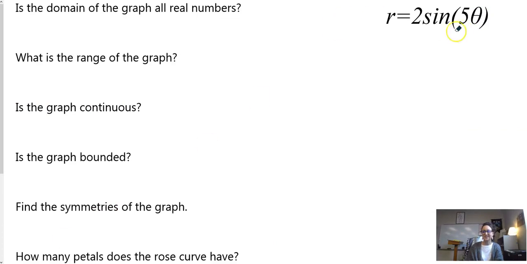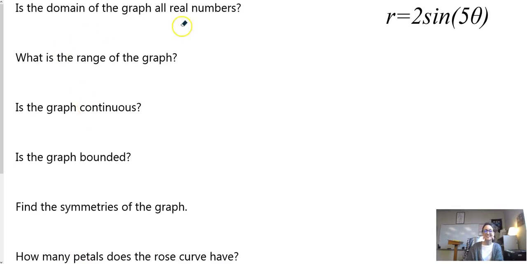Force another pause on your screen. Please copy this equation. These questions are pretty similar. The only one I'm adding here is how many petals does the rose curve have. So if you want to just do this one in a different color so you don't have to rewrite all of the questions, feel free to.